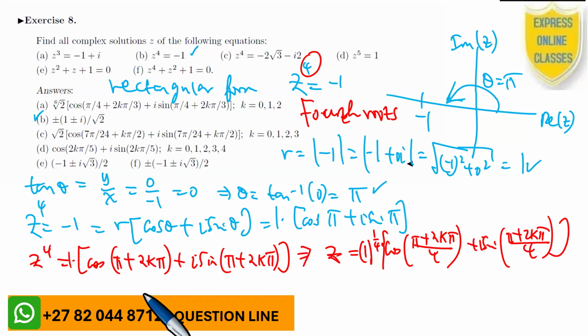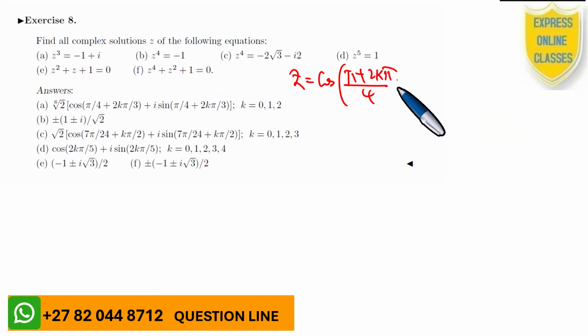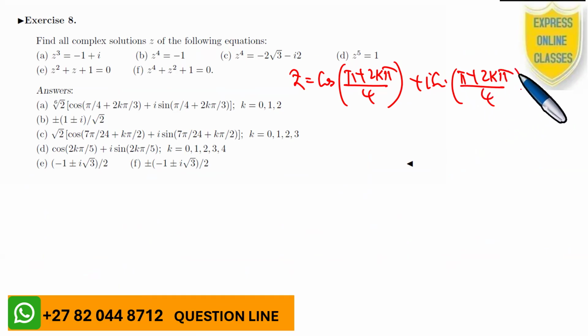Z equals, plus 2k pi, you divide by 4, pi plus 2k pi, you divide by 4. But this one is going to be k equals 0, 1, 2, 3, because there are 4 roots. Because it's the 4th root, we always start from 0, but we stop at 3. So there are 1, 2, 3, 4 roots. Let us find some of the roots. Okay, they wrote the answer here in a simplified manner.